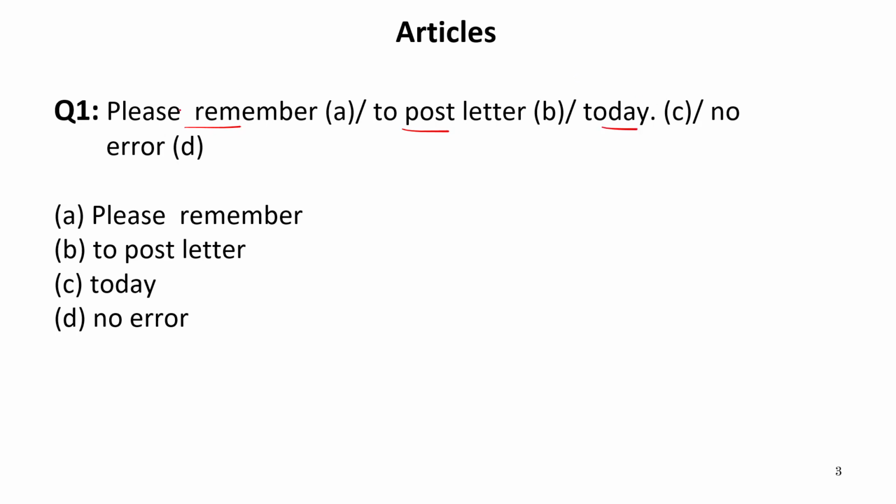Now in this sentence, let us read this in parts. Please remember, up to this part, the sentence is correct. To post later. Now, here the question arises, which letter? We are talking about a particular letter over here. It means there is a particular letter which somebody is asking someone else, or reminding someone else, to post. It means here the letter is particular. We are talking about a particular letter only. So this letter is definite, before which we need a definite article, the.